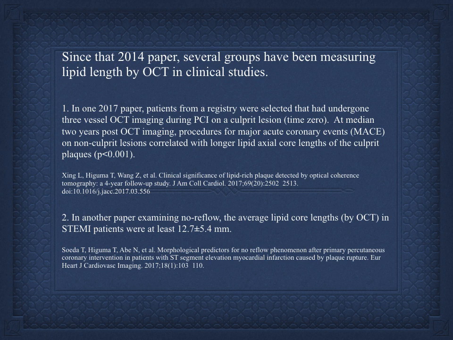And so this study done by Jing in the Journal of the American College of Cardiology, it was registry data, but at 2 years looking at non-culprit lesions, the ones most likely to result in a major coronary event were those associated with a long core.